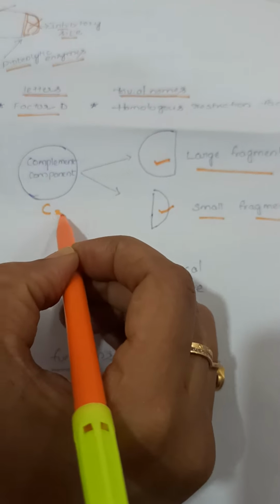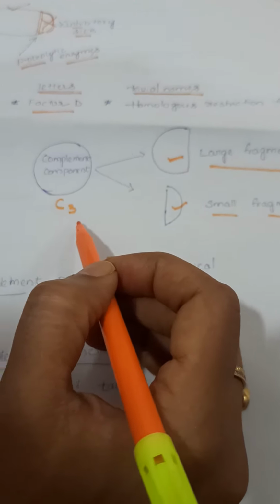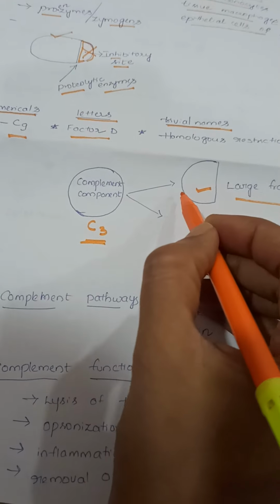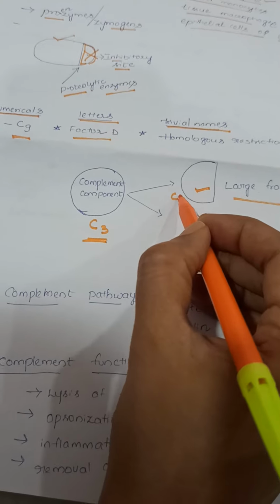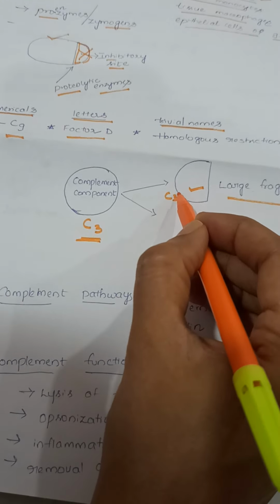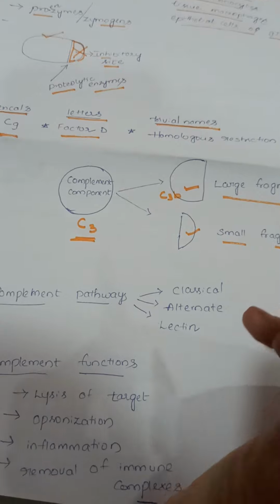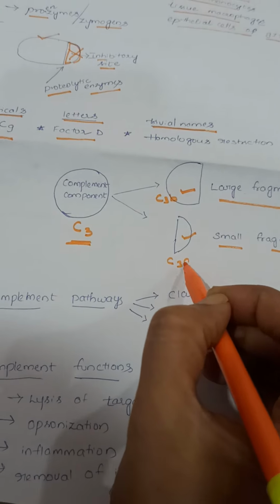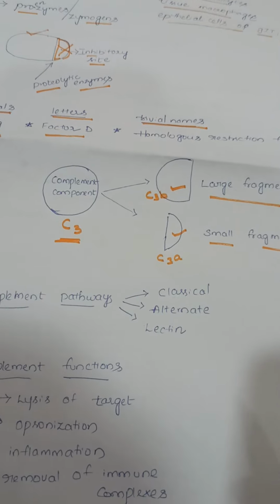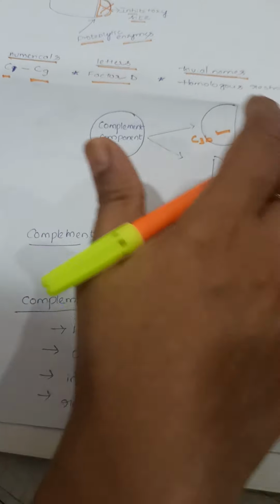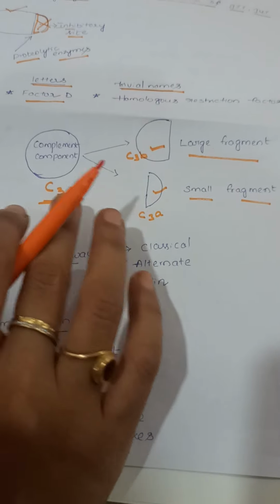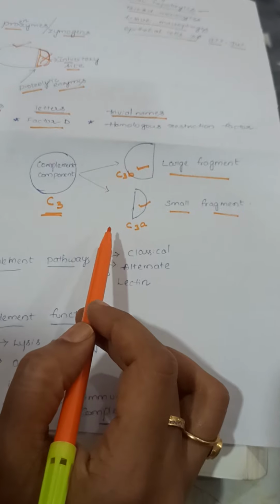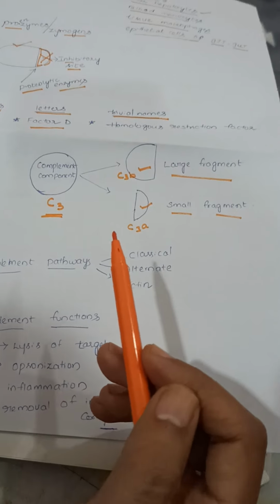Let us take the example of one complement component, say C3. C3 can undergo cleavage into a larger fragment, which is designated as C3b. Similarly, the smaller fragment which is derived is named C3a. This is about the cleavage of different complement components. So this forms the basis for understanding the different complement pathways.